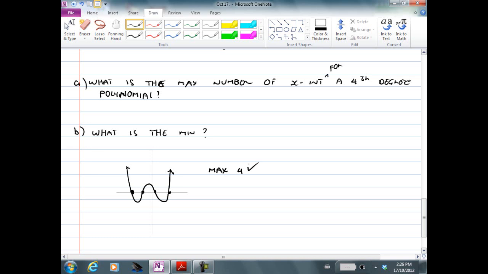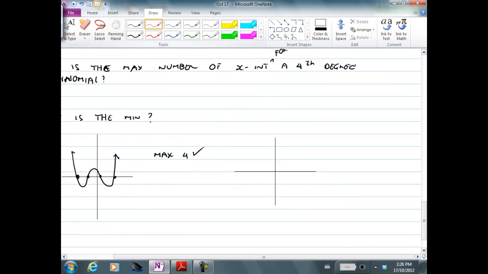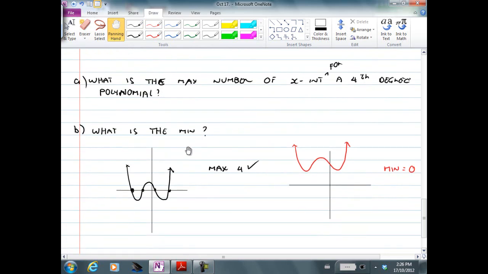Go for it. See, max is 4. But some of you say, no, I can have one with 0. 0 is actually correct. Because if I do it like this, watch what happens. Look, I'm never touching the x-axis. So therefore, your minimum could be 0. This is called concept now. This is what you've got to think. This is the sort of thing I'll be asking you on your exams.